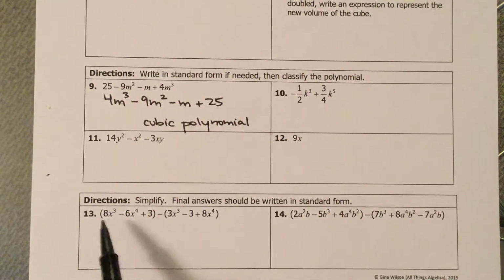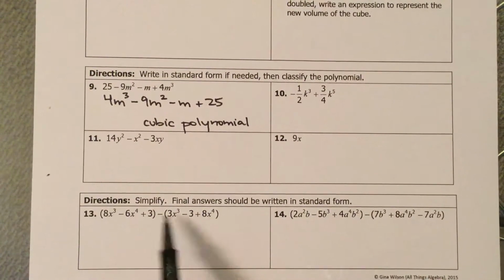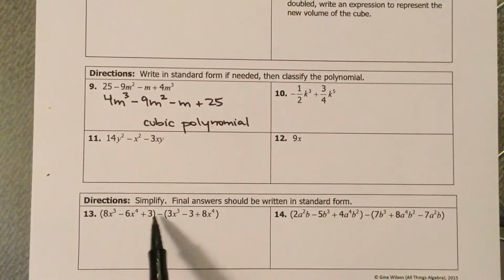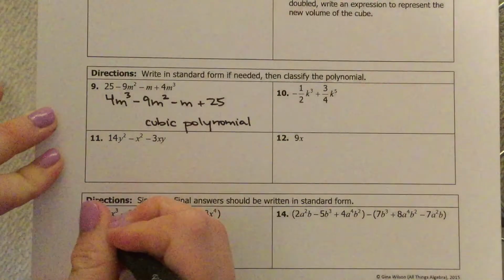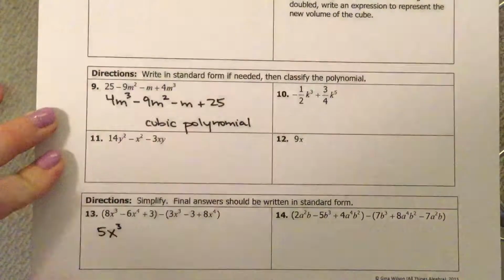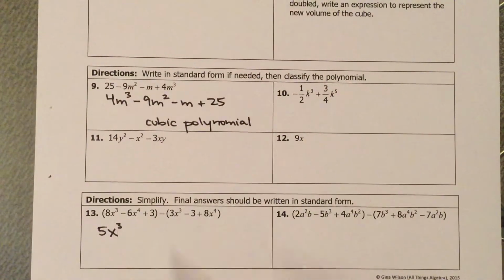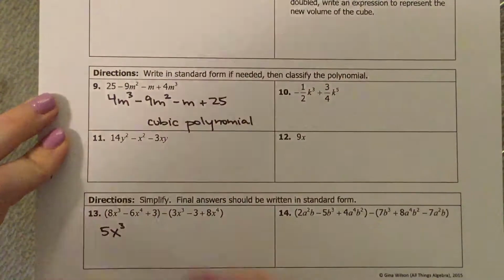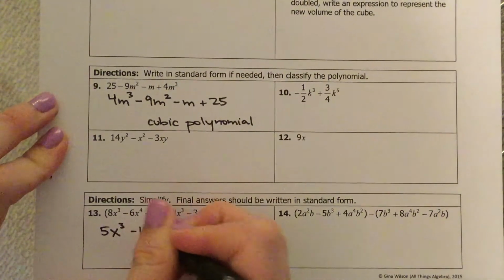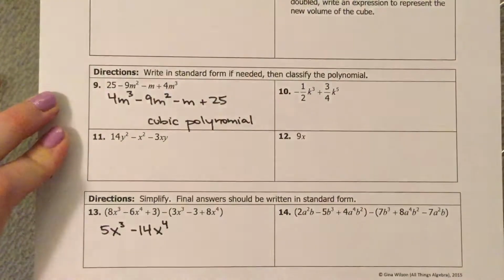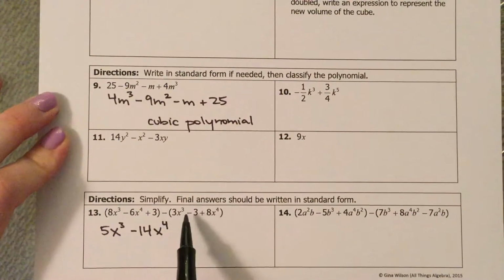So with this one, we've got this first term right here, and then we're going to subtract this term right here. So we've got 8x to the 3rd minus 3x to the 3rd. So we have 5x to the 3rd. And then we can do the same thing with the following terms. So we have negative 6x to the 4th minus, be super careful with that subtraction, 8x to the 4th. So that will be negative 14x to the 4th. And then we have these constants, 3 minus negative 3.